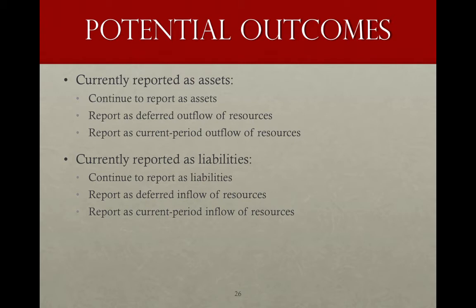So the potential outcomes for things that were already reported as assets: either they continue to be reported as assets, or they would now be reported as a deferred outflow of resources or a current period outflow of resources. And for liabilities, they would continue to be reported as liabilities, or from now on, reported as a deferred inflow of resources or a current period inflow of resources.